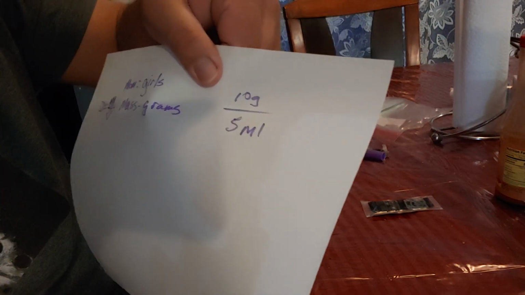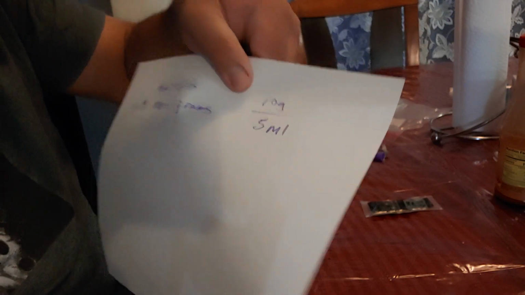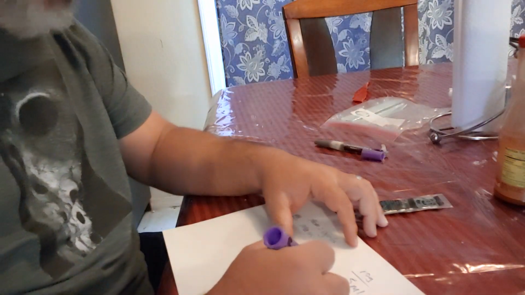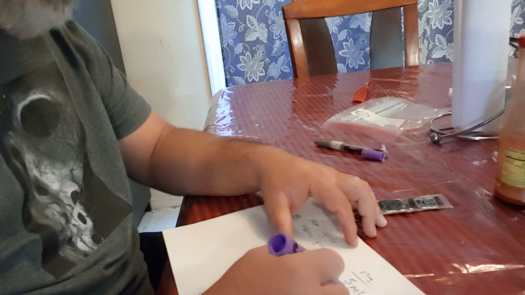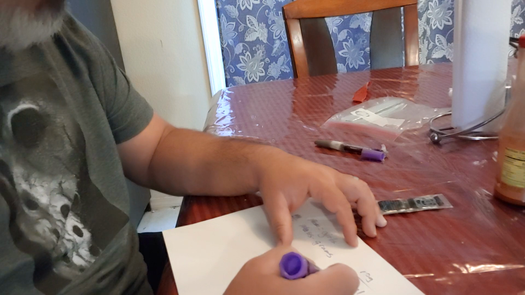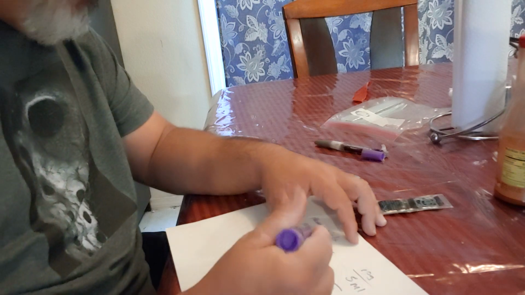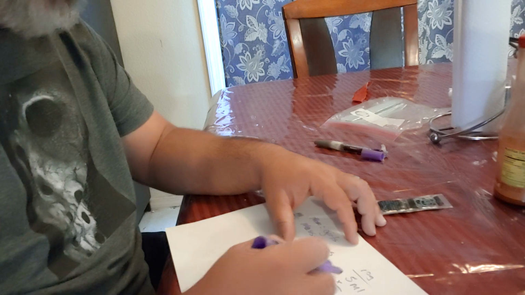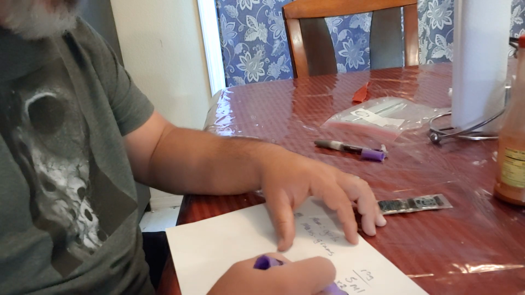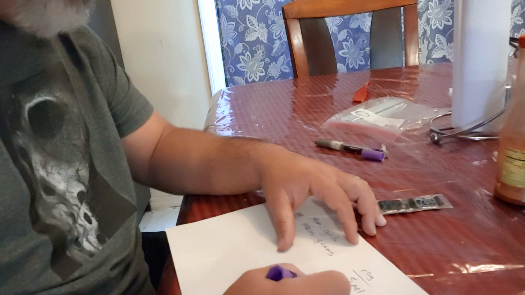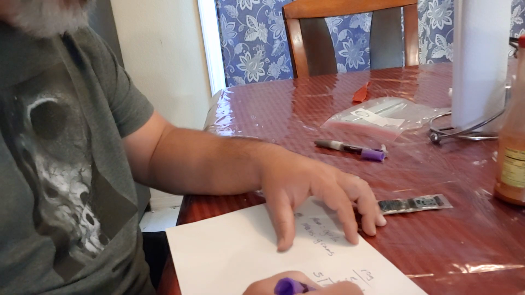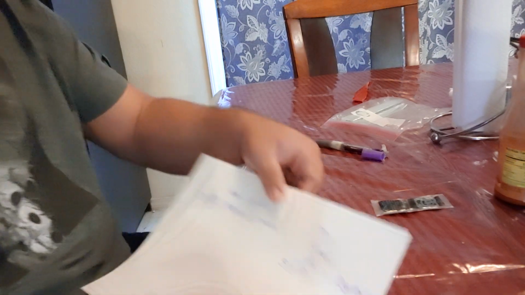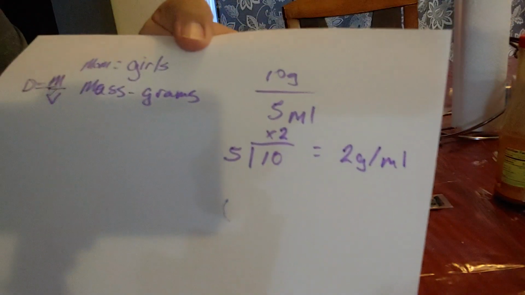Okay, so here we go. We got 10 grams over 5 milliliters. So 10 will go inside the house, because 10 divided by 5, that's how it works out. 10 goes inside of the house, 5 goes outside. 5 does not go into 1, no it doesn't, but it goes into 10. How many times? 2. So the answer to this one will be 2 grams per milliliter. Okay, so you see the math here.